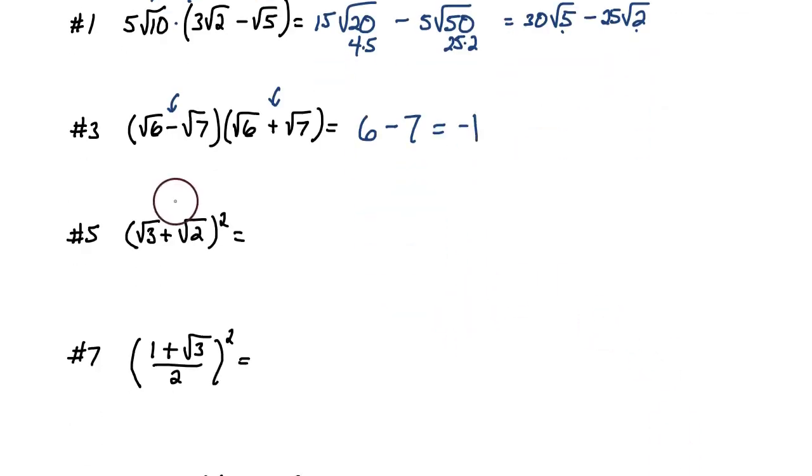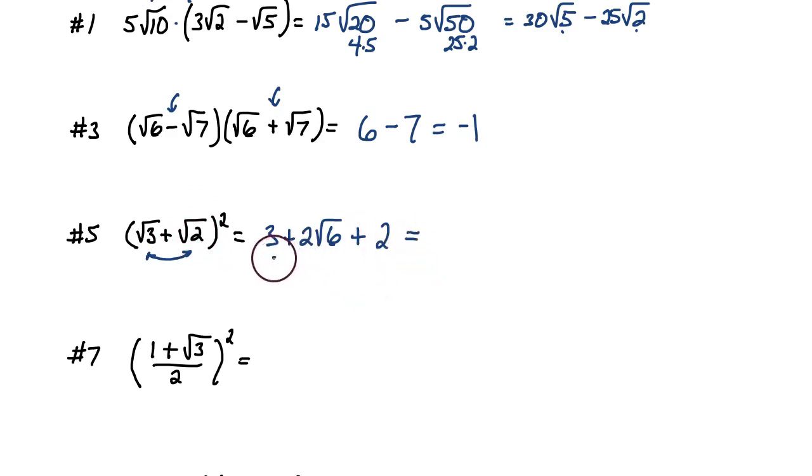Number 5, we want to square this binomial. You can use the shortcut version, or you can write the binomial down twice and then use FOIL. I'm going to use our shortcut pattern from earlier this year. Square the first term. The square root of 3 squared makes a regular 3. Then you double the product of the two terms. The product of this times this is the square root of 6. Then square that last term. The square root of 2 squared makes a regular 2.